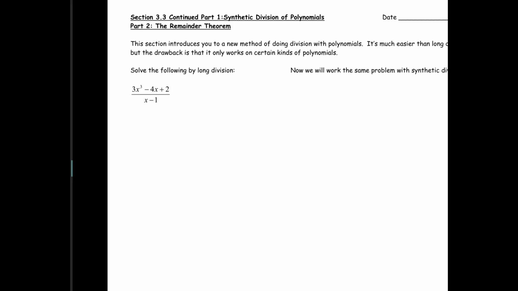Okay. Yesterday, or actually when I saw you guys on Tuesday, we looked at the process called long division. There's another type of process that can be used for dividing polynomials, but it only works on certain kinds of polynomials. So I'll show you which kinds in a moment, but first I want to see the process, how it would work, just by using what we know about long division.